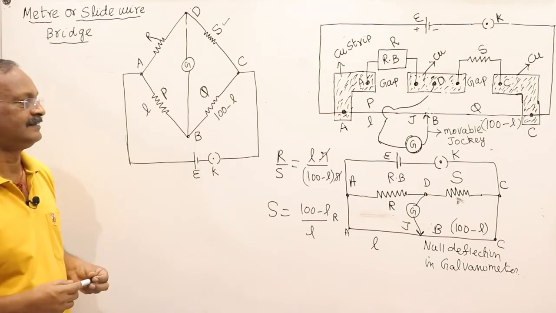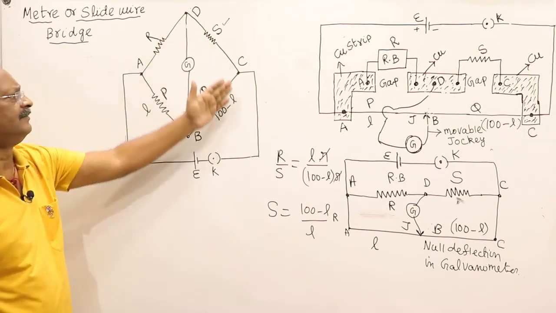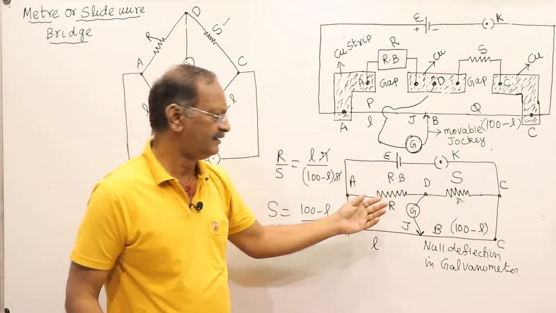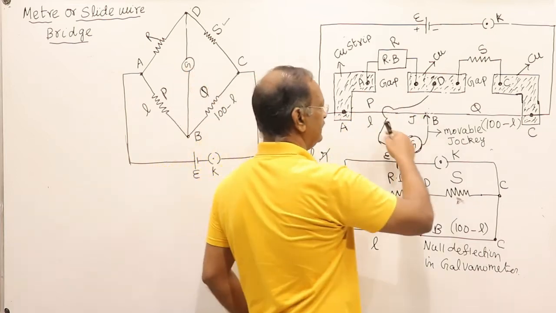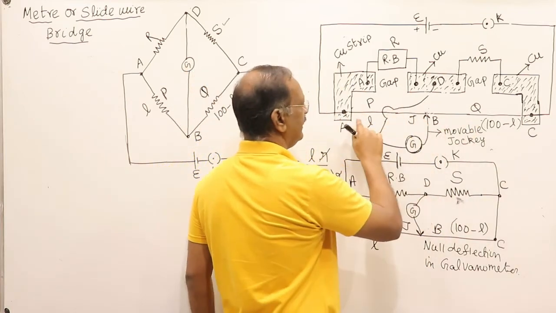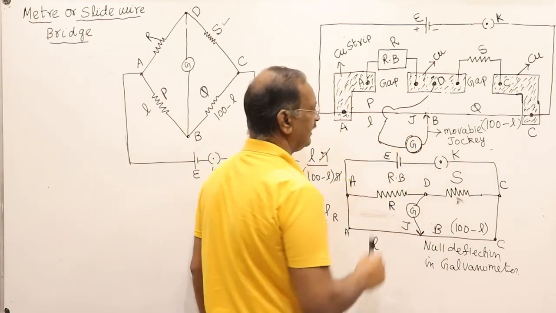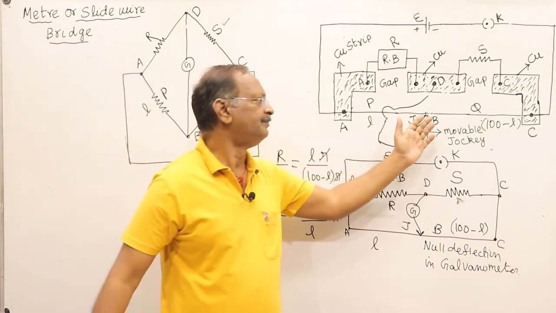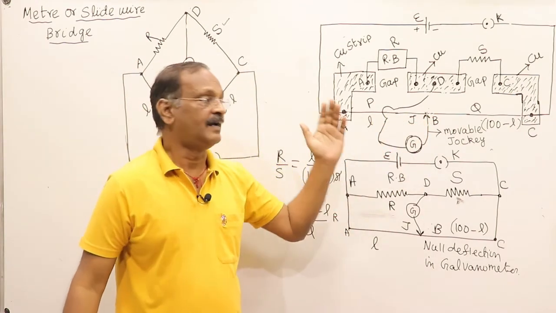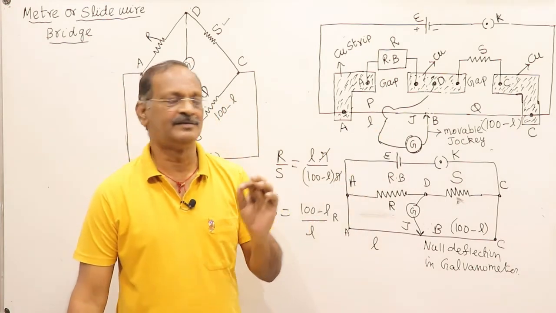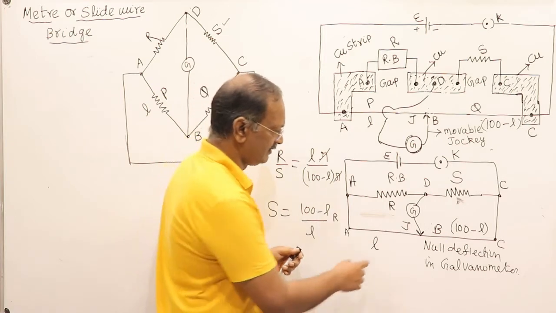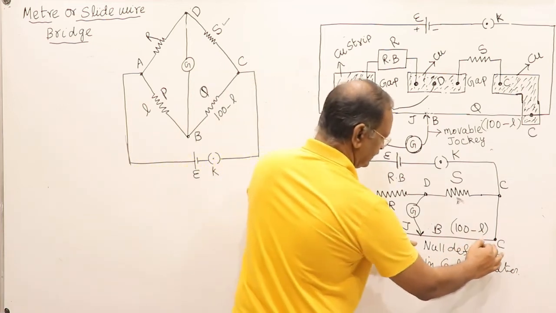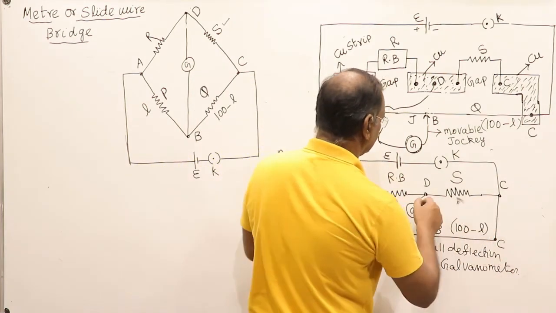We have to remember what the balance condition of this Wheatstone bridge is. We are balancing it. How do we balance it? We move the jockey on this wire AC, where we get zero deflection in the galvanometer. That point is called the null deflection point. It means the bridge is said to be balanced at this condition. This portion forms one arm of the Wheatstone bridge, this is another arm, this is another arm, this is another arm.